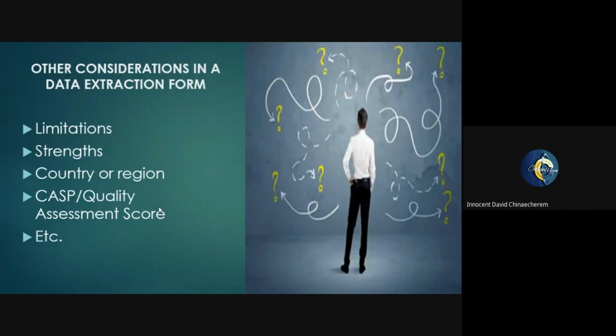So we'll take a look at other considerations in the data extraction form. Sometimes there are also other things we need to consider incorporating in our data extraction form. Sometimes it could be the limitations, it could be some of the strengths, it could be the country or region, it could be the quality assessment score, or it could be any other thing you have in mind that is consistent across the included studies or across some of the selected papers.